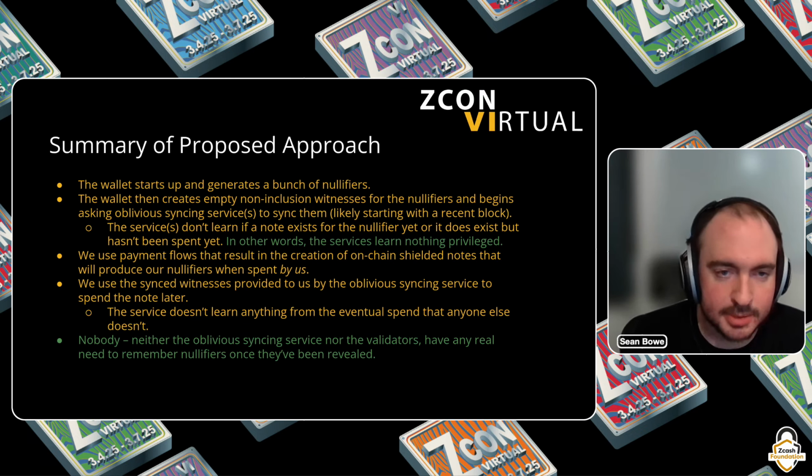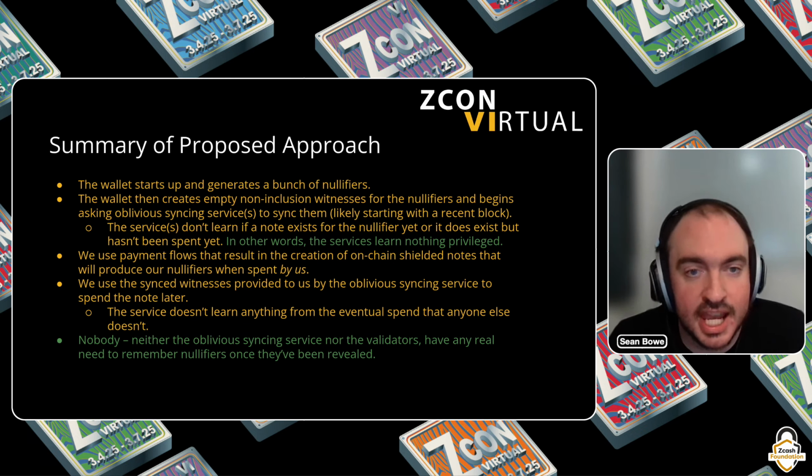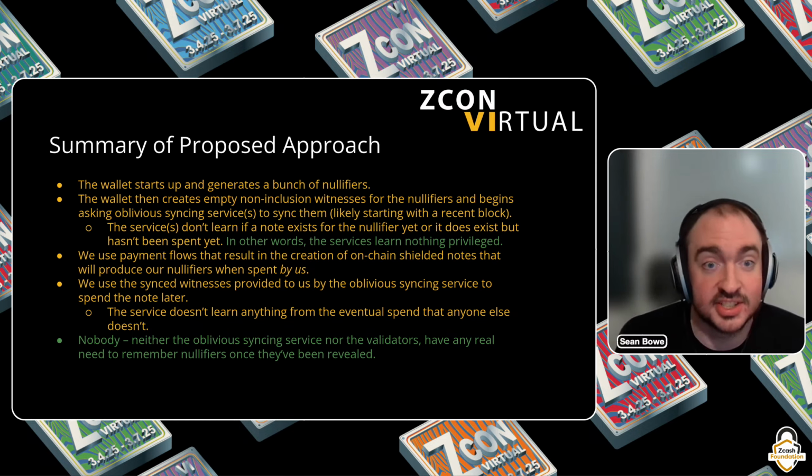They also don't know, like I said before, when the syncing of the witness actually began. So really, the Oblivious syncing service doesn't learn anything, all without the use of homomorphic encryption, which is great.